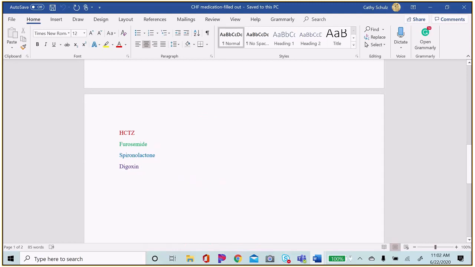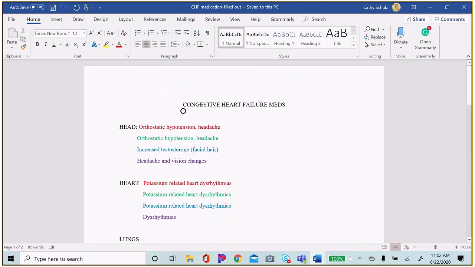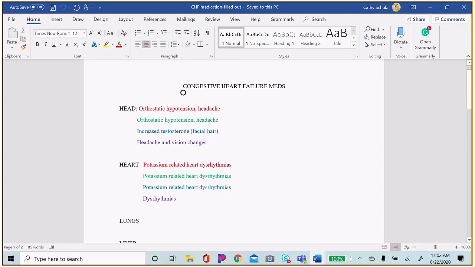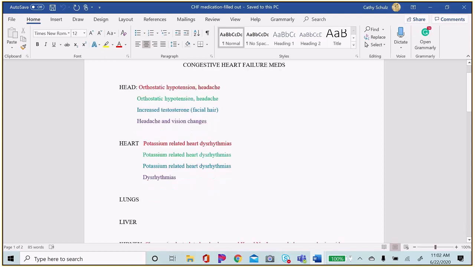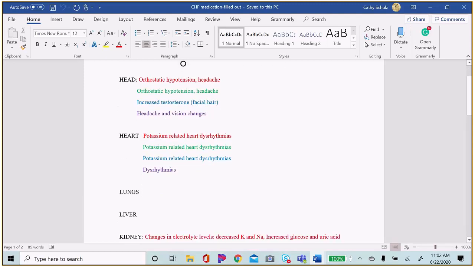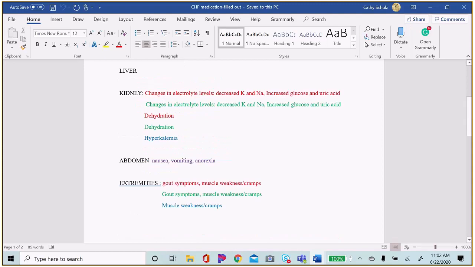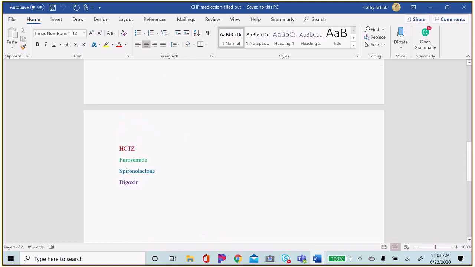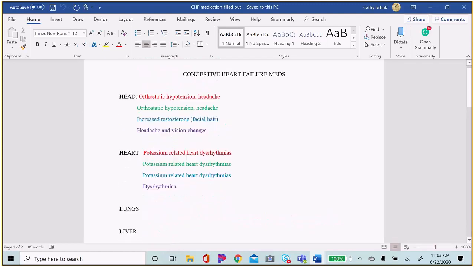I color coded mine just so that I can focus in on what causes what. So I have hydrochlorothiazide, furosemide, spironolactone, and digoxin, because those were the main meds we talked about for congestive heart failure. I have orthostatic hypotension for the diuretics. I added headache and vision change for digoxin, the increased testosterone, maybe facial hair for the women, but I did not put, which I saw, the ototoxicity, which I should put for furosemide because that is a potential issue there.